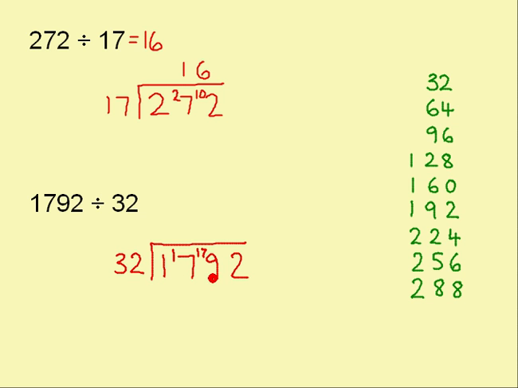Does 32 go into 179? Yes, it does. It goes in 5 times. That makes 160, so there's a remainder of 19. Does 32 go into 192? Yes, it does. It goes in exactly 6 times. So the answer is 56.